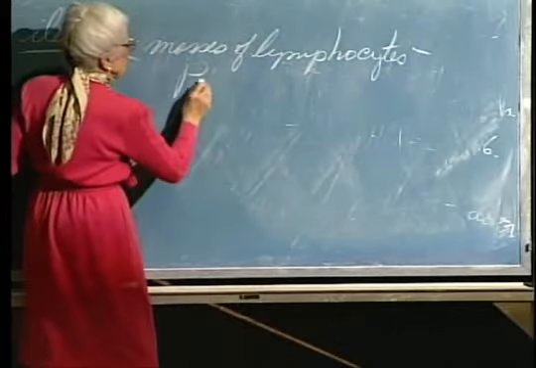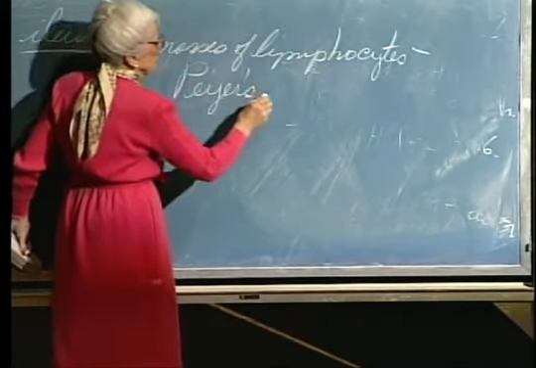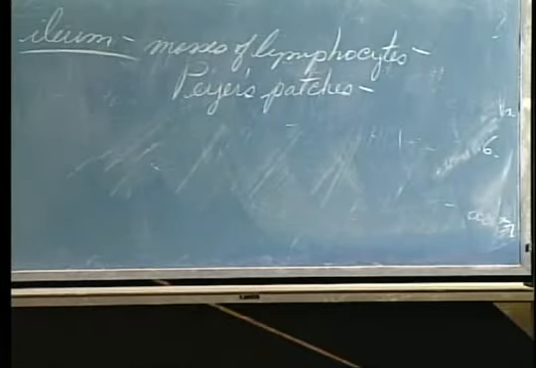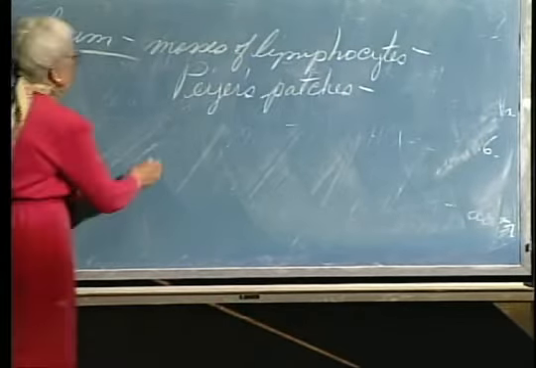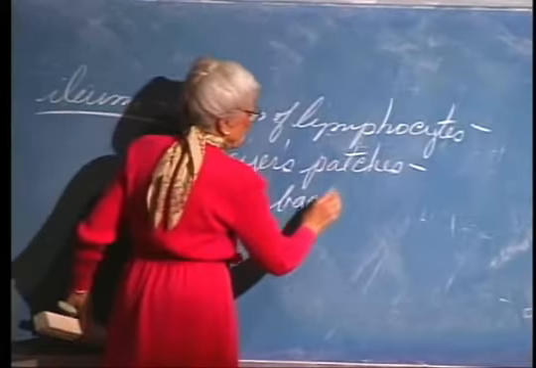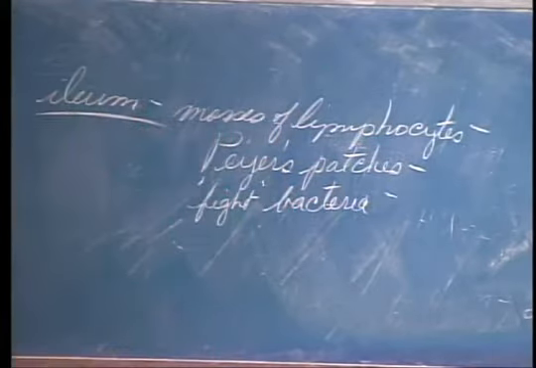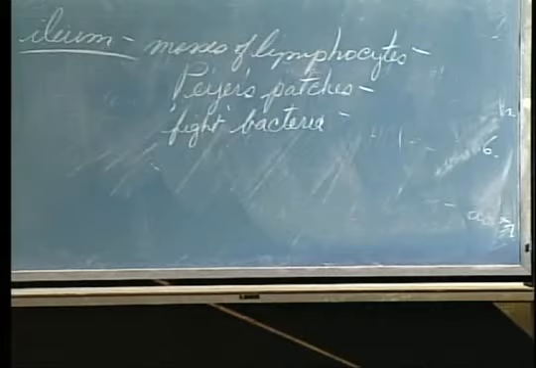These are Peyer's patches. We've mentioned them previously. And they are there to fight any bacteria that is coming in. We'll just put fight bacteria. And that tells us a little about the structure of the small intestine. We'll see if there are other things that we should mention. No, that's essentially it.